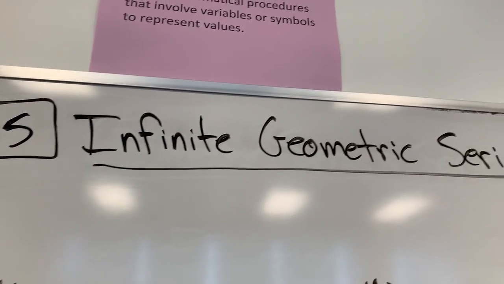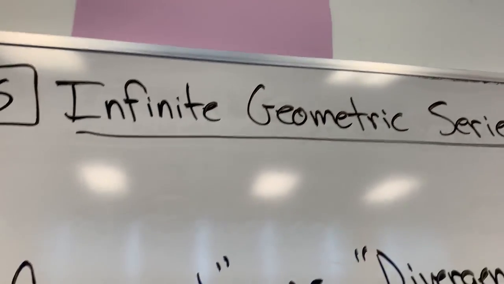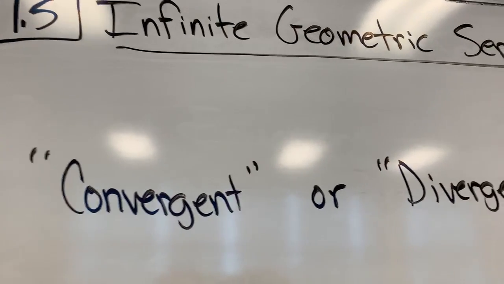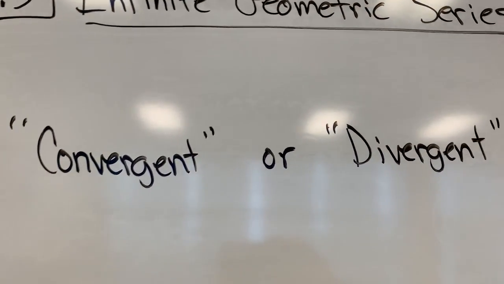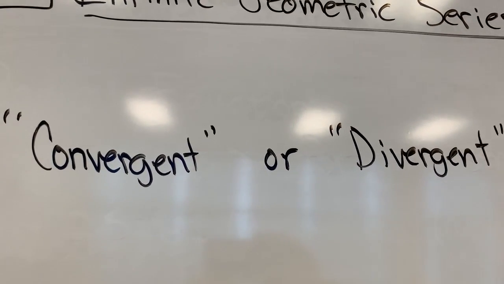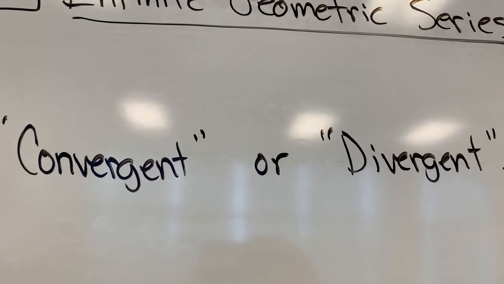Lesson 1.5, infinite geometric series. I wanted to talk about the idea of convergent versus divergent. Just a new piece of vocabulary. Convergent means heading towards something, divergent means heading away, in just regular English.